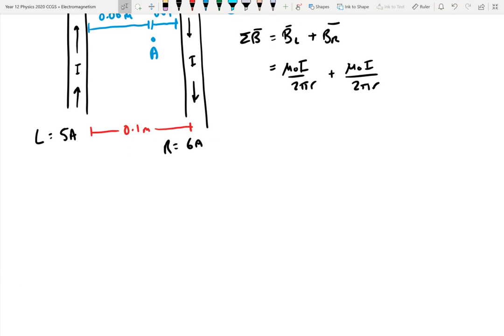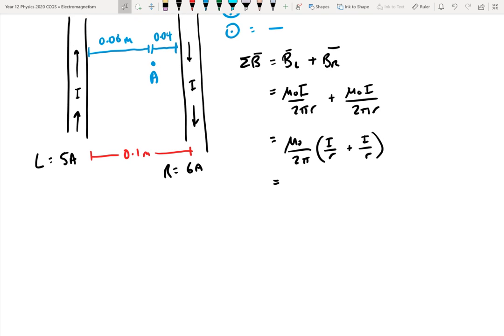Do we want to factorise out mu naught over 2 pi? Yeah, let's do it. Mu naught over 2 pi bracket I over r plus I over r. Just remember, doing it this way, we will never know what each individual wire produces. We're just going to find the result. If you left it like this, you could go, oh, this one produces so many Tesla, and this one produces so many Tesla, and then you can compare them. But by doing it this way, we're not going to know.